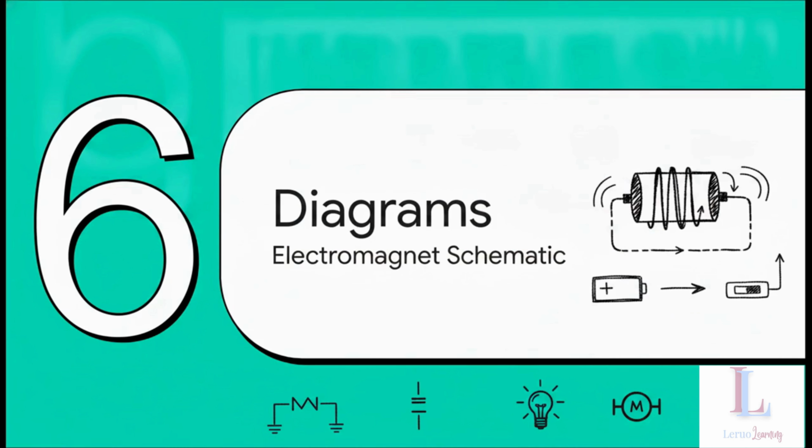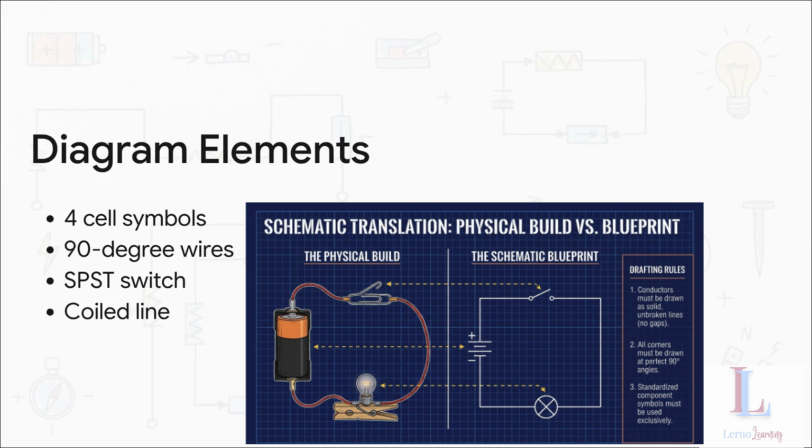Finally, let's bring it all home with Section 6, Electromagnet circuit diagrams. We need to translate this heavy-duty physical build back onto paper. Let's grab those technical sketching tools again and see how this builds on our previous language to create a circuit diagram for the electromagnet. Instead of just one cell symbol, you will draw 4 of those long and short parallel lines connected in a row, representing our 4 D cells in a series.